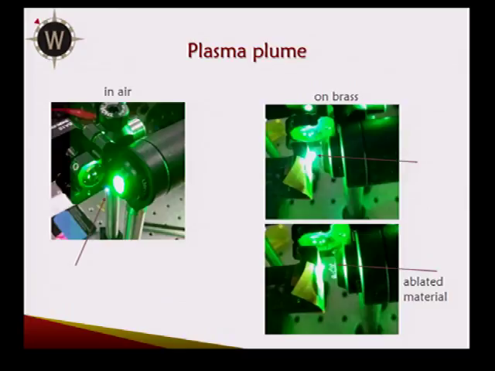And here's a close-up of the plasma plume. You can actually get a plume in air just by breakdown of air, and you want to avoid that when you take data because it just adds extra noise, but it's nice to look at. And then over here, again, this is brass. You see the plasma plume here, and you actually see some ablated material as well, which unfortunately in this image was happily settling down on our lens.